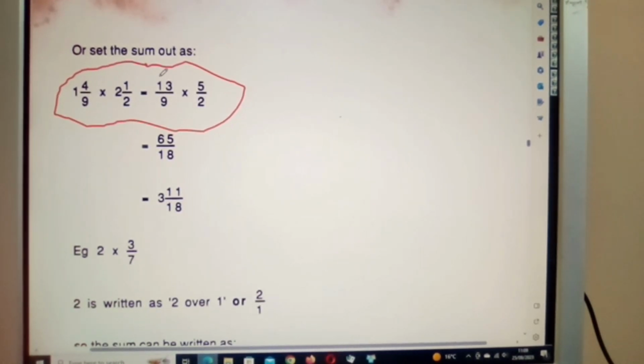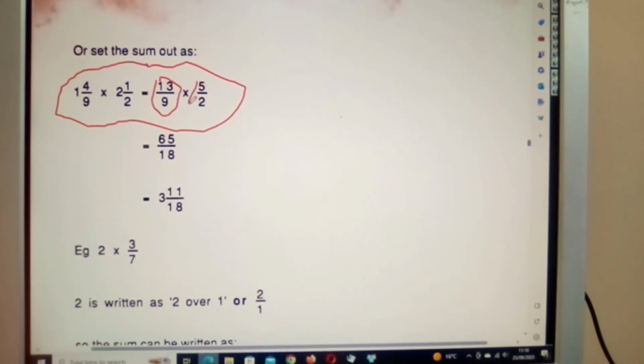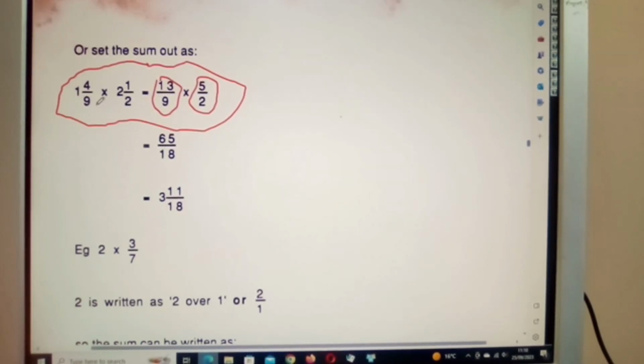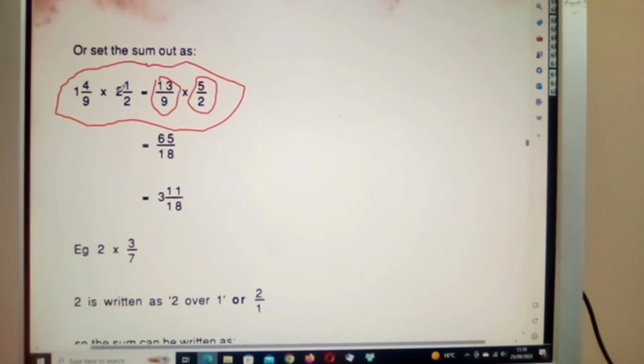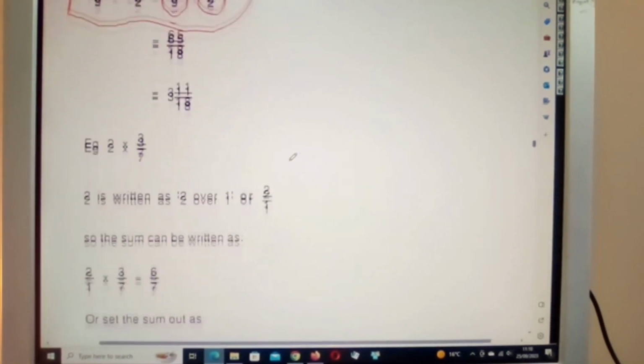And these are the bits that you have to look at, making sure that you understand where you got them from, okay? Make sure you know how you got them. Here we have 9 times 1 is 9, plus 4 is 13. 13 over 9, that's how we got 9. 2 times 2 is 4, plus 1 is 5 over 2. Okay? That's how we achieve that.